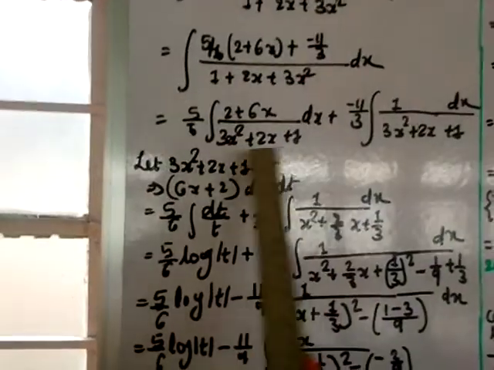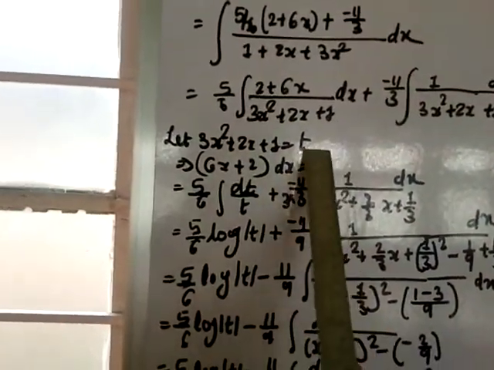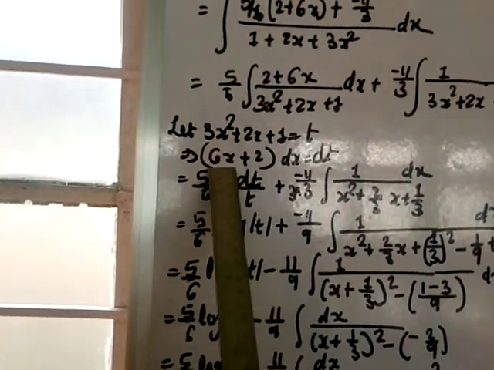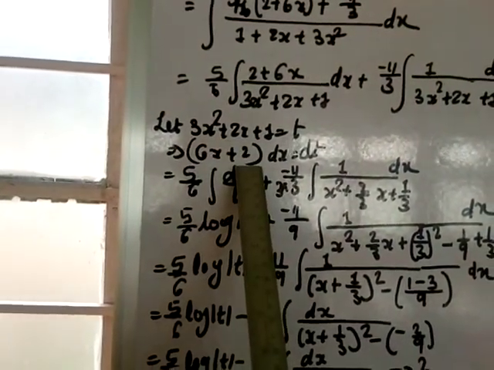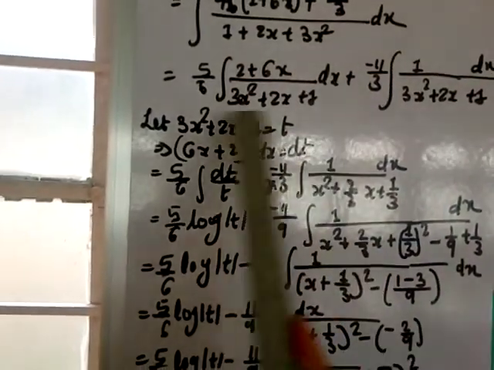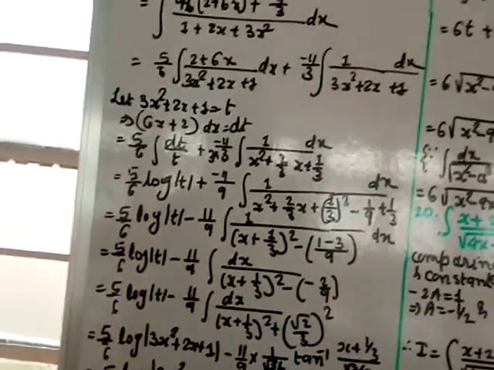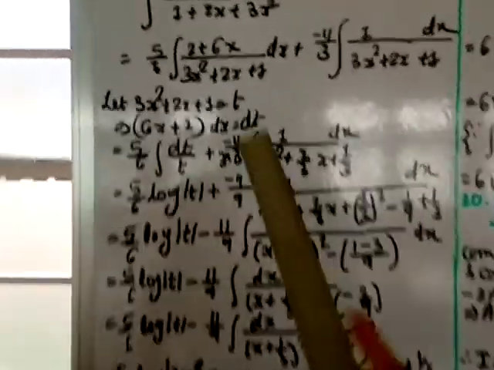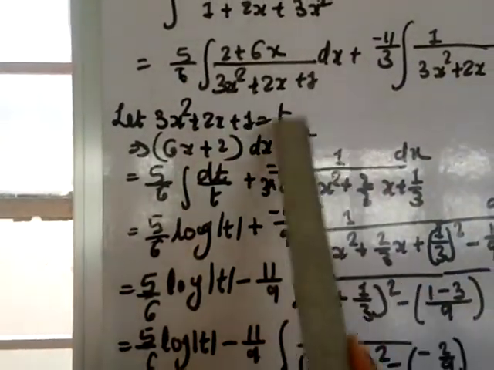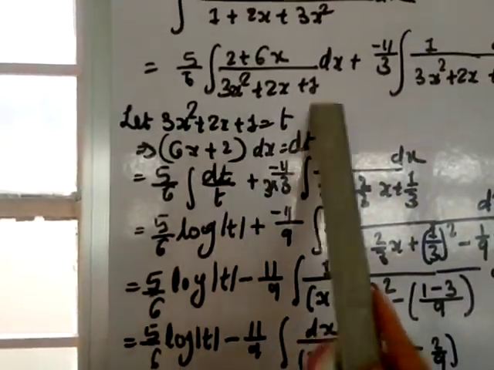Then here I'll take the denominator as t. Then when you take the differential, 3x square gives you 6x, 2x gives you 2, so dt equals (6x plus 2) dx. This is the numerator, and we have got the numerator by differentiating. So actually it would come directly, but since we use the proper method, we take t as the denominator. So I'm using this, and this value I'll put as dt, and this you'll put as t.